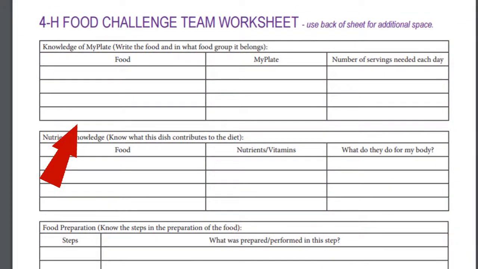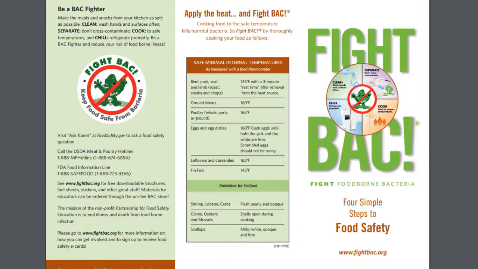Here's where the information goes on the worksheet. You will list the food or the ingredient, the food group it belongs to, and the number of servings needed each day. Remember, if you're basing it on the 2,000 calorie diet, you need to note that. If you're basing the recommendations on your own age and gender or that of someone else, you'll need to note that as well. Next is the Fightback Brochure.